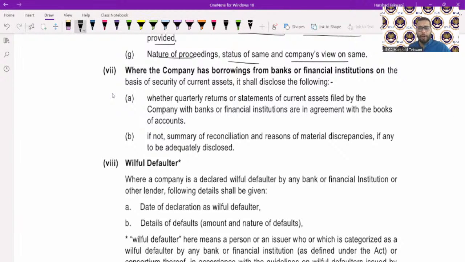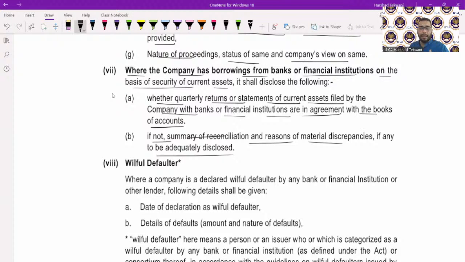Where the company has borrowings from banks or financial institutions on the basis of security of current assets, it shall disclose the following. First, whether the quarterly returns or statements of current assets filed by the company with banks or financial institutions are in agreement with the books of accounts. Number two, if not, a summary of reconciliation and the reason for material discrepancies, if any, to be adequately disclosed.